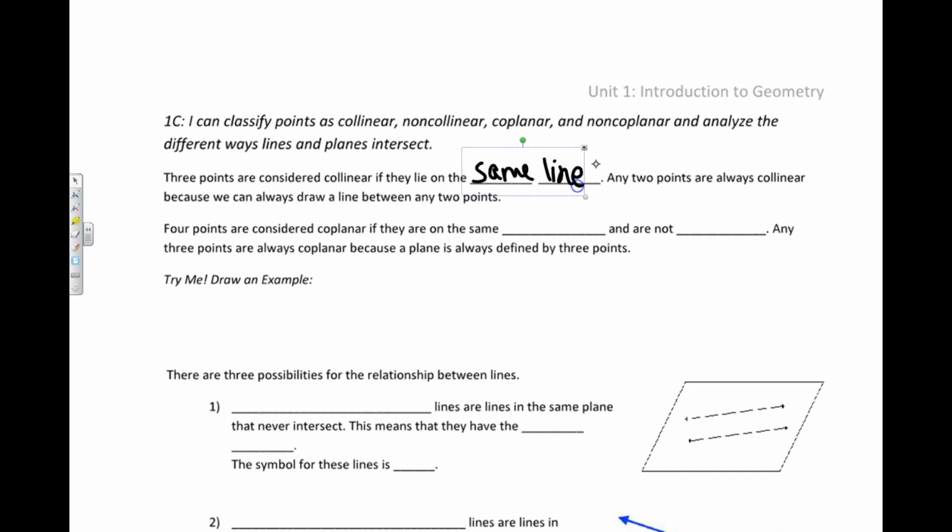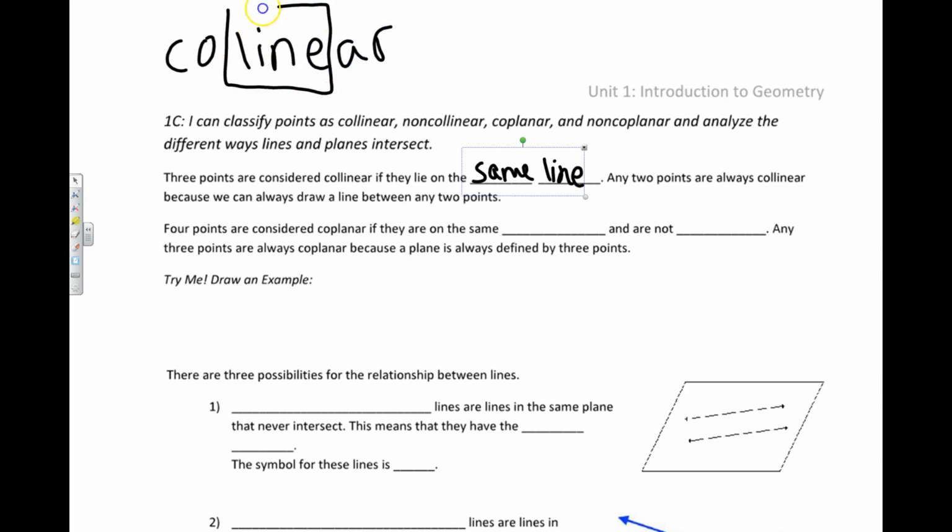And actually, when we look at the word collinear, you actually see the word line in the middle of that word. Well, and think about co-star. The word co means with or to share. So if we are collinear, then we are sharing the same line. So three points are considered collinear if they're on the same line.